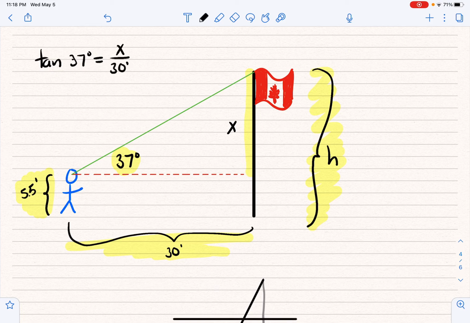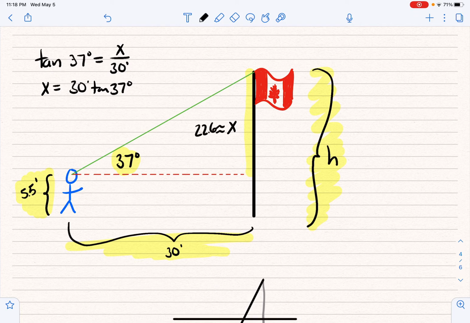To get x by itself, I multiply both sides by 30, and I get that x is equal to 30 times the tangent of 37 degrees. All right? And so that is going to give me that x value. So I plug that into the calculator, 30 times the tangent of 37 degrees, and I should get about 22.6. That's what this is about, 22.6.